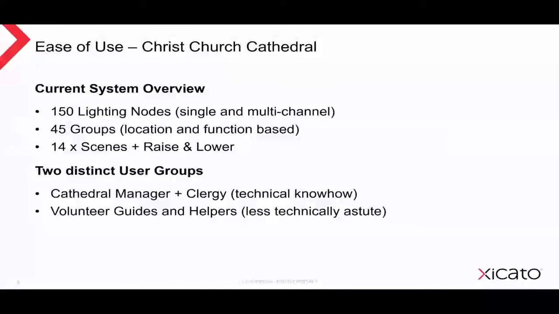Today, at the Christchurch Cathedral, there are 150 nodes, being a mix of single and multi-channel devices. Lighting nodes are assigned between 45 groups based upon location and function. For example, all nave lighting, that's a location, or all nave lectern lighting, which is a function. In total, 14 scenes, including cleaning, which sets all the lights at full when the building is empty each evening, and 12 surface-specific scenes designed to provide lighting effects according to seasons and celebrations.